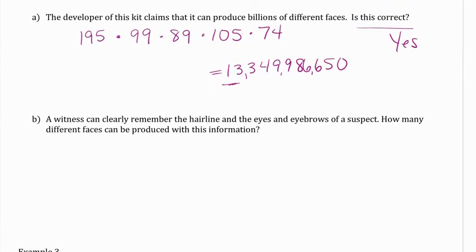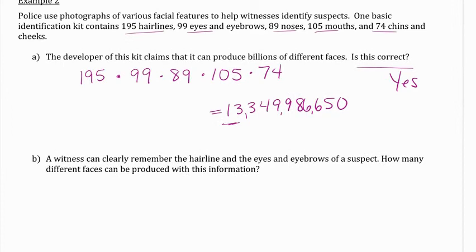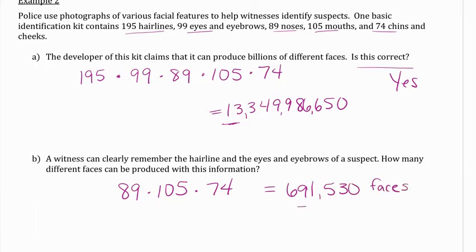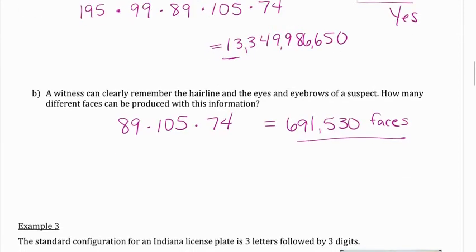Okay, so the next part of this says a witness can clearly remember the hairline and the eyes and eyebrows of a suspect. So if she can pick those, we don't have to include that in our choices. So I'm not going to worry about hairlines. I'm not going to worry about eyes and eyebrows, which means we just have to do noses times mouths times chins and cheeks. And then if we do that in our calculator, we get 691,530 different faces. Far fewer, right? So if you know a few pieces of that, then you've got fewer faces to choose from.